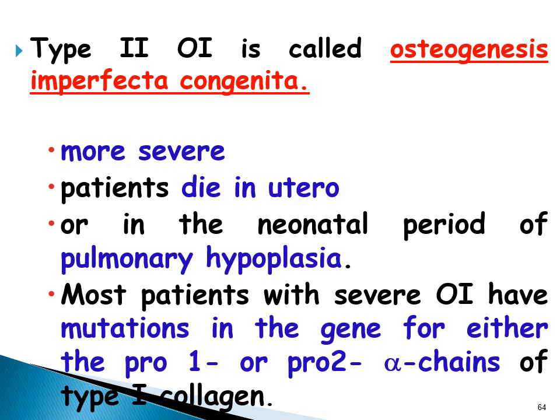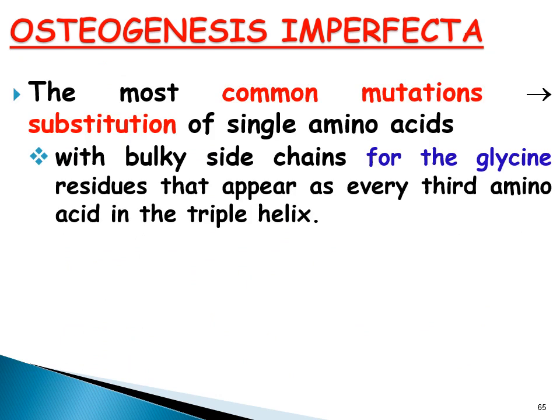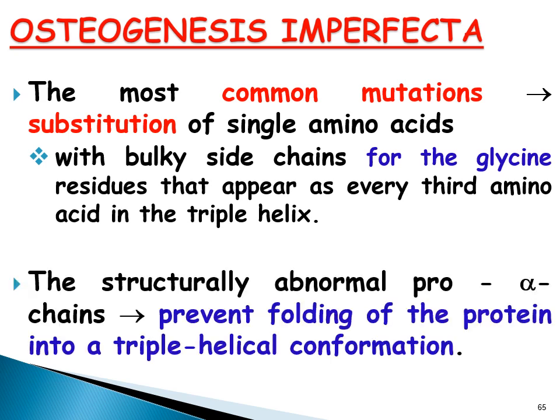Most patients with severe osteogenesis imperfecta have a mutation in the gene for either the pro-alpha 1 or pro-alpha 2 chain of type 1 collagen. The most common mutation seen in osteogenesis imperfecta is substitution of a single amino acid, in which a simple glycine is replaced by a bulkier side chain amino acid at every third position in the collagen fiber. The structurally abnormal pro-alpha chain prevents the folding of the protein into a triple helical conformation, resulting in poor collagen.